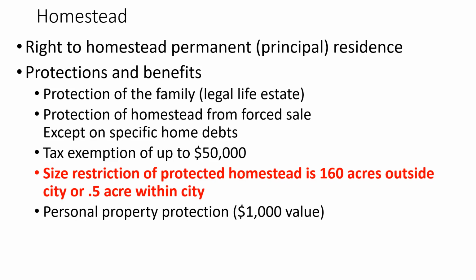When we homestead a property, we have to show, first of all, that we have the right to homestead a permanent principal residence. We have to go down to the assessor's office and appraiser's office and say we want to homestead a property. It must be shown that the property is a permanent residence to at least one person as of January the 1st that year.